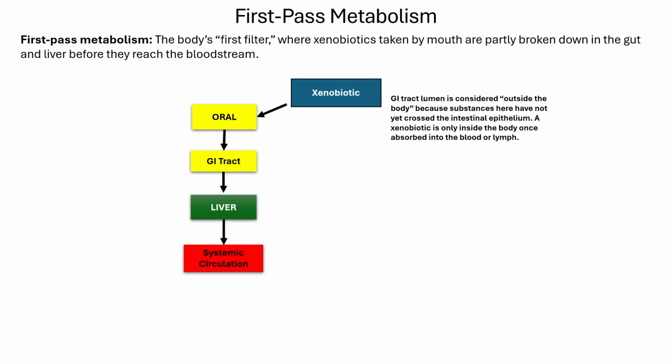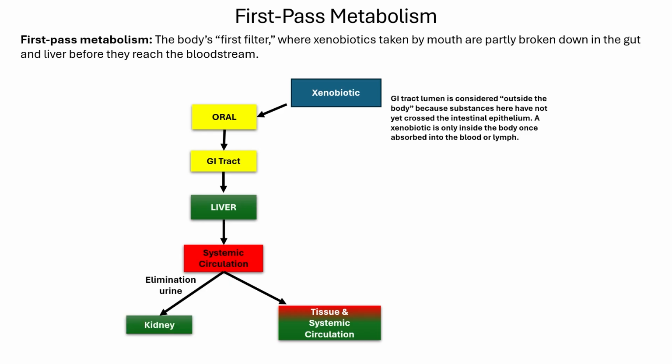distributed throughout the body. Here, the xenobiotic can reach tissues and organs where it may produce beneficial effects or cause toxicity, or actually even be neutral. Systemic circulation also delivers chemicals to the kidneys for elimination in urine, one of the body's major routes of excretion.